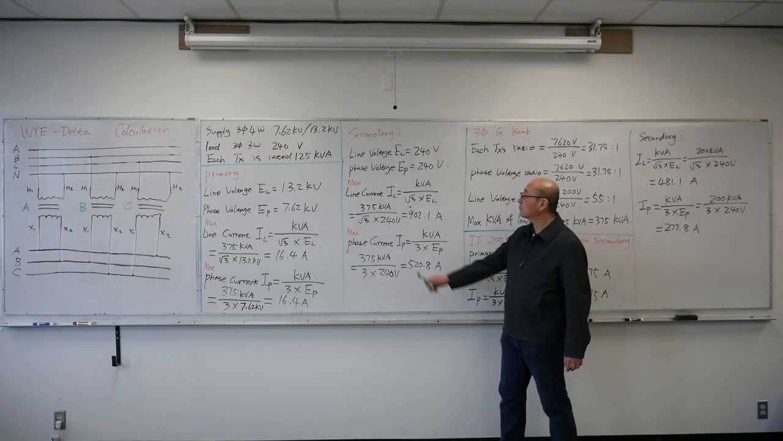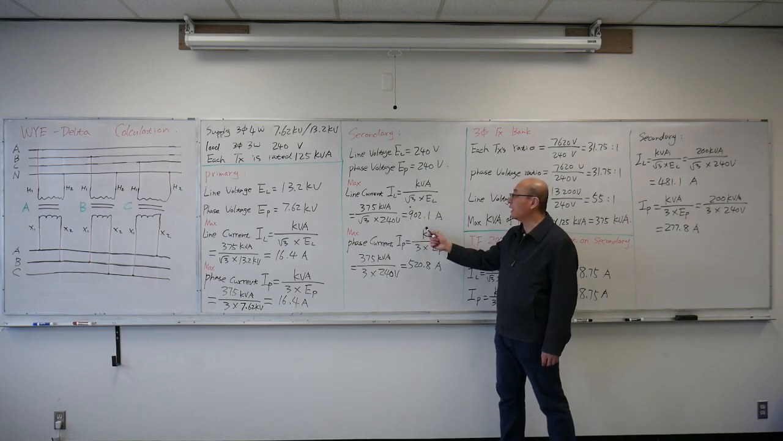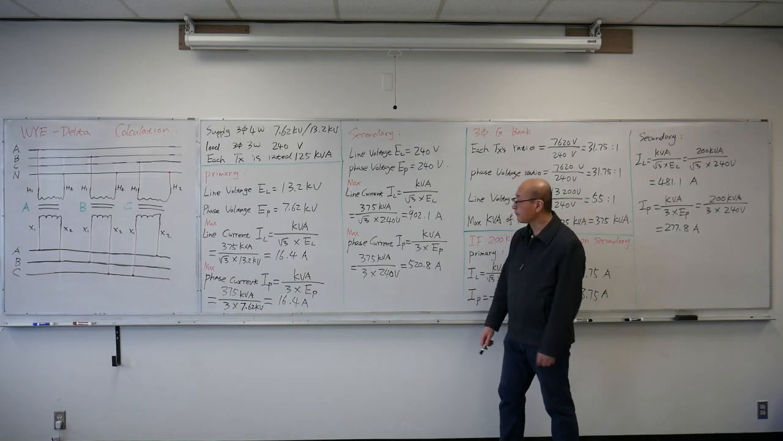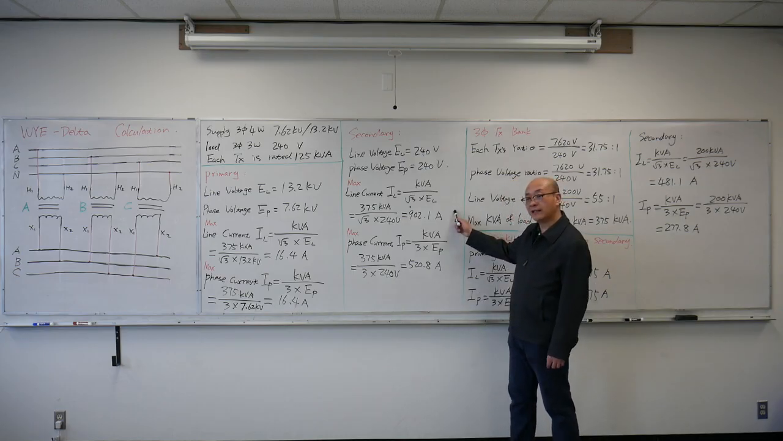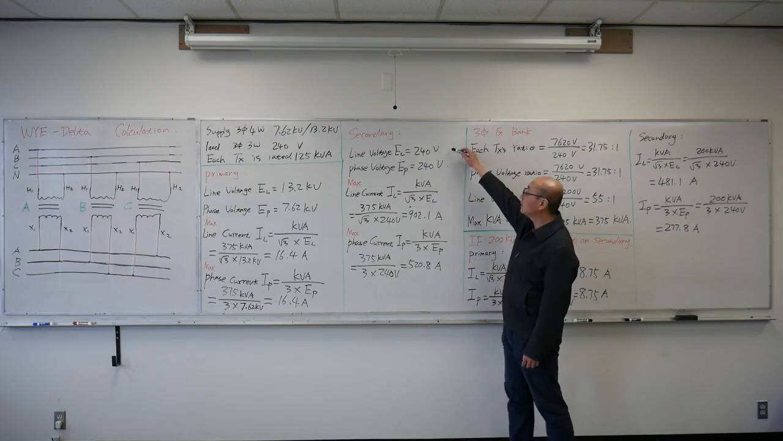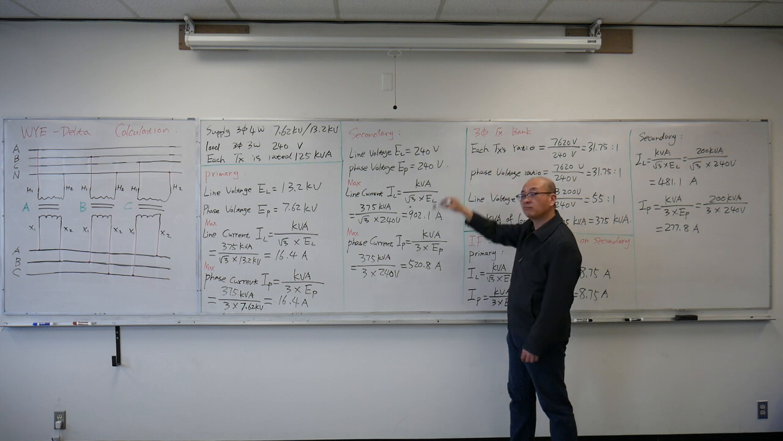Secondary side, use the kVA and calculate. Line current is going to be 902.1 amps. Phase current is going to be 520.8 amps. The secondary side is connected in delta, so line current is going to be root 3 higher than the phase current. Line voltage and phase voltage are the same.